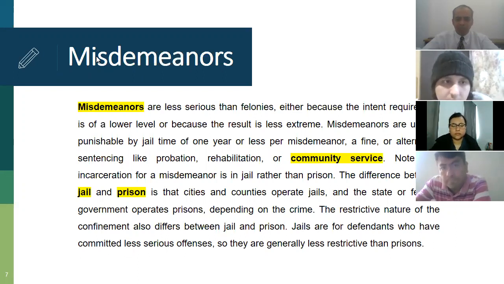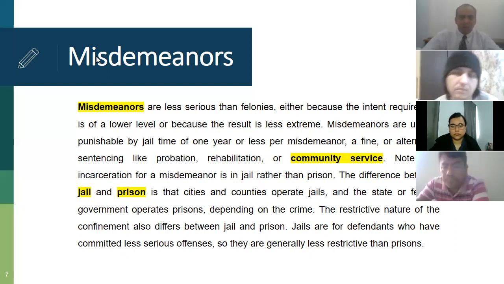The difference between jail and prison is that cities and counties operate jails and the state or federal government operates prisons, depending on the crime. The restrictive nature of the confinement also differs between jail and prisons. Jails are for defendants who have committed less serious offenses, so they are generally less restrictive than prisons.